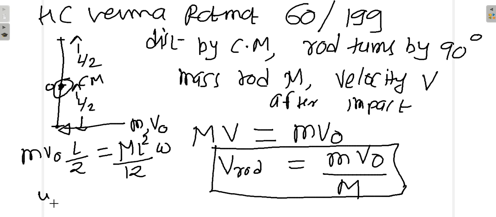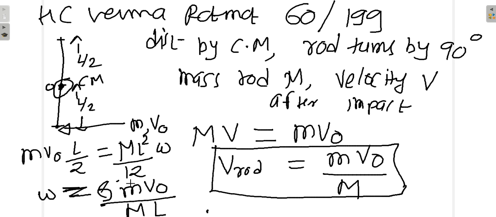That gives you the value of omega as 12 by 2 is 6, 6 m v0 upon M L. Right, one L will come down. This is omega and this is velocity. This is the linear velocity and this is the angular velocity of the rod.